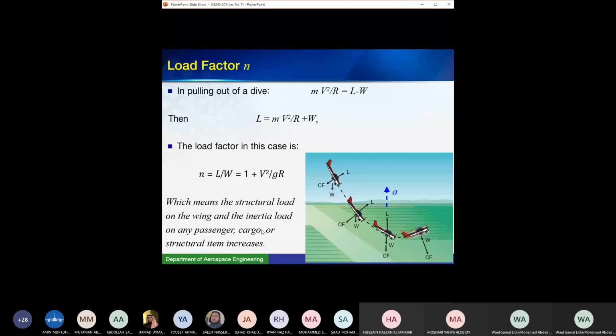Can the pilot make a very sharp turn with a high V and small r such that the load factor becomes 10? Can he do that? I think no, you can't. Why?